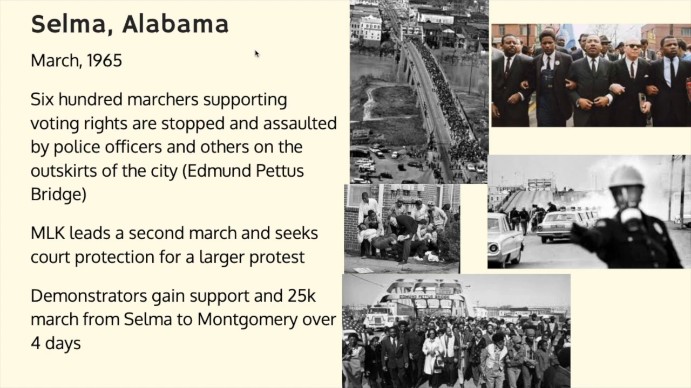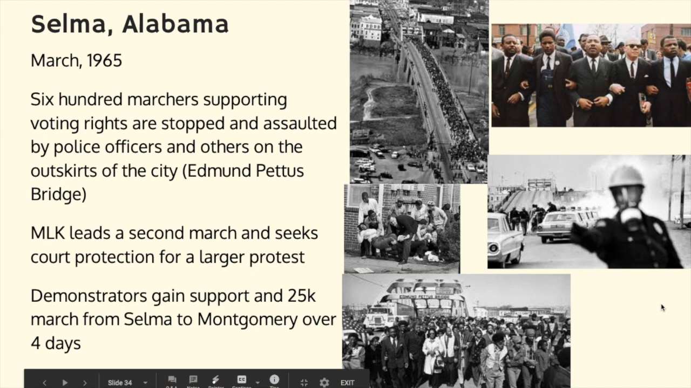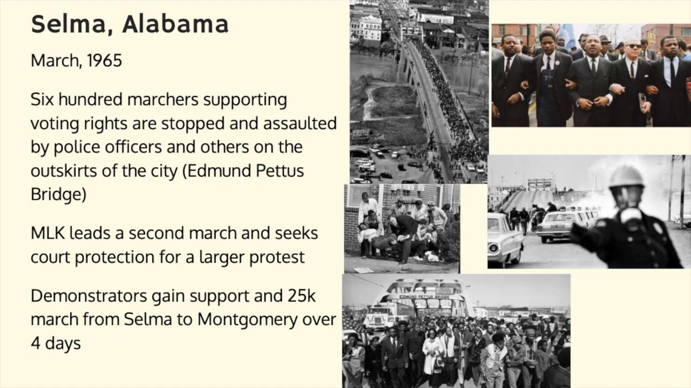600 marchers who are looking to support voting rights legislation, an end to intimidation at the polls. They're stopped and assaulted by police officers, actually, and other people on the outskirts of the city, which we see somewhat here. So Martin Luther King leads a second march. This is from the second march. And they will march from Selma to Montgomery, both in Alabama.